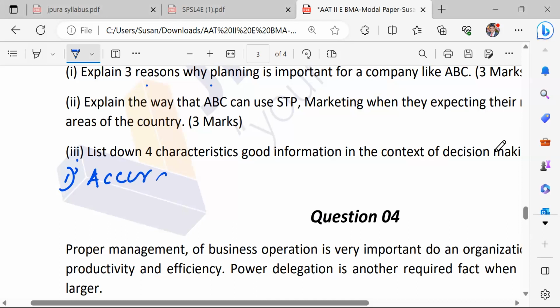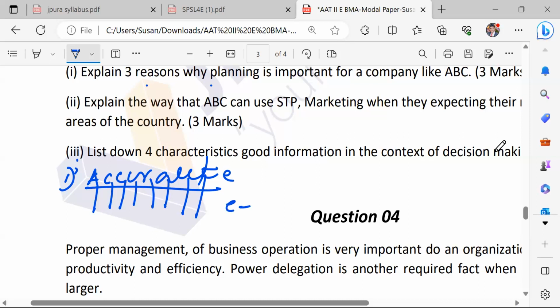Accuracy, accurate. According to these few letters, we can identify many. A stands for accurate, C stands for complete. Next stands for cost effective. U stands for usability, R stands for relevancy. A stands for accessibility. T stands for trustworthiness. And another E is easy to understand, right?